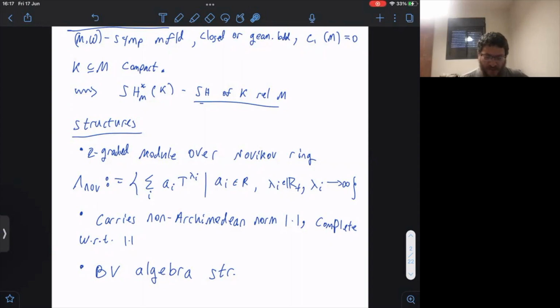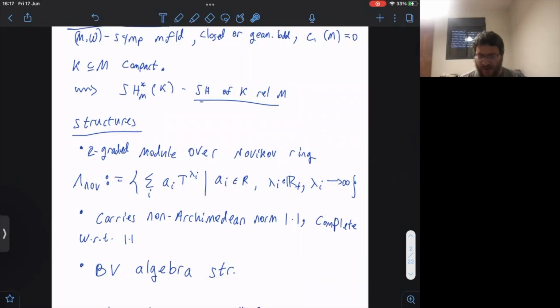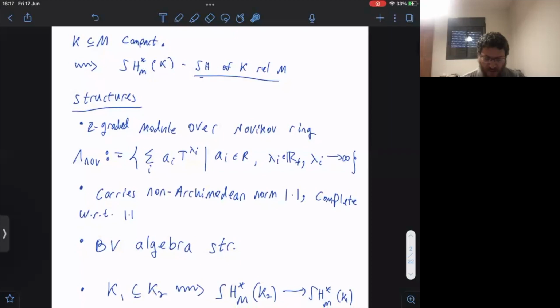In addition, it carries a non-Archimedean norm. Given an element, you can associate a real number which says what its size is, and we have some completeness with respect to this norm. And finally, there are some algebraic structures. Namely, there's a pair-of-pants product, and it has a BV operator. So it's a BV algebra with respect to these structures.